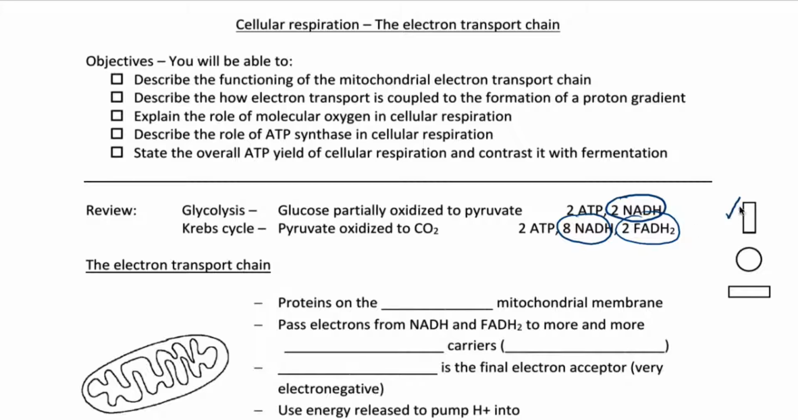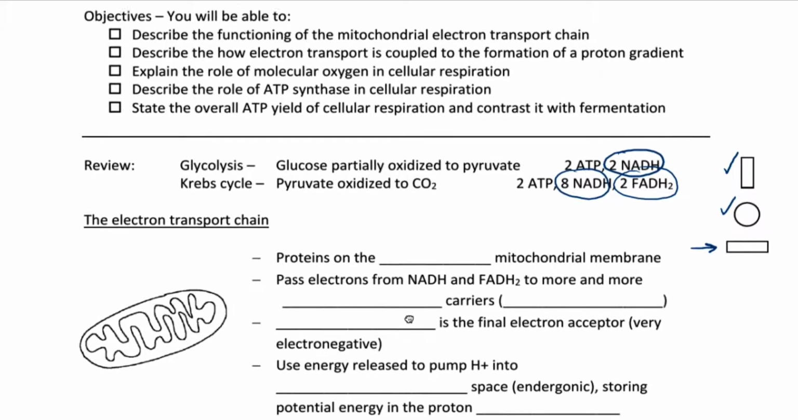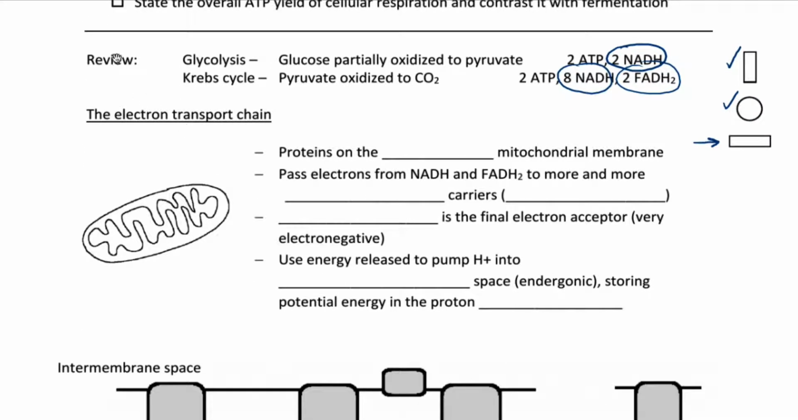So that was glycolysis and the Krebs cycle, and now we're going to look at the electron transport chain, where we're going to now use these high energy electron carriers to make ATP. So the electron transport chain is made up of proteins on the inner mitochondrial membrane. So we're here along the inner mitochondrial membrane. And actually I say proteins, but there is one of the molecules that's not a protein called coenzyme Q. But mostly proteins, and we're on the inner mitochondrial membrane.